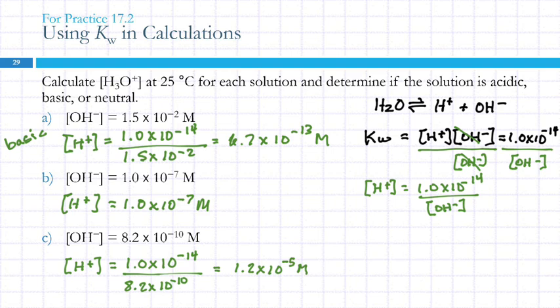What about the one in the middle? Neutral, because they are equal. And the one on the bottom? Acidic. So of course they're going to do one of each. Any questions?